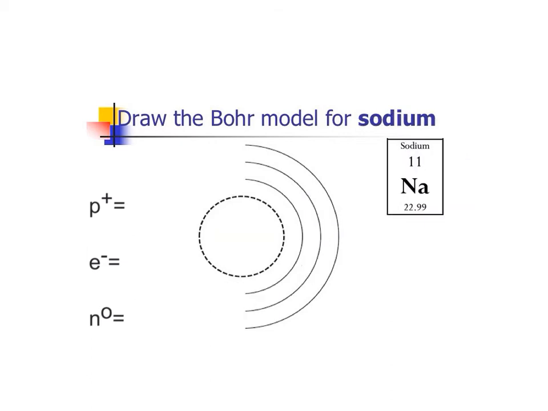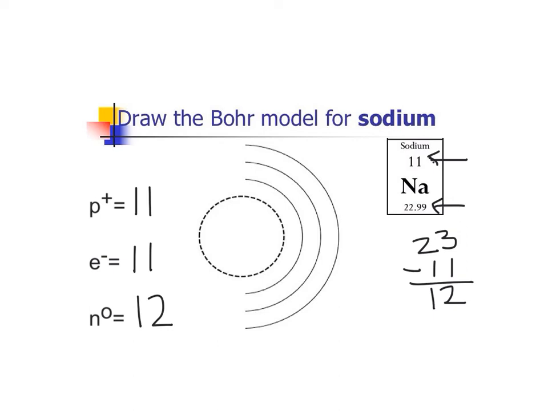Our final example is drawing the Bohr model for sodium. Calculating the PEN numbers for sodium by looking at our periodic table, we see that the atomic number is 11. Therefore, the proton number and the electron number is also 11. When calculating the neutron number, we're going to take the atomic mass and round it to its nearest whole number. Subtract the atomic number from it, and the remainder becomes our neutrons.